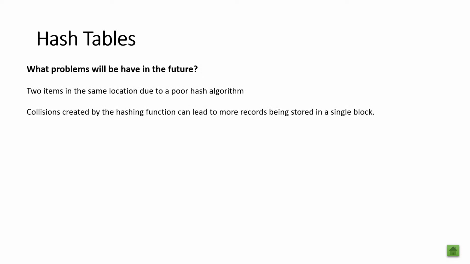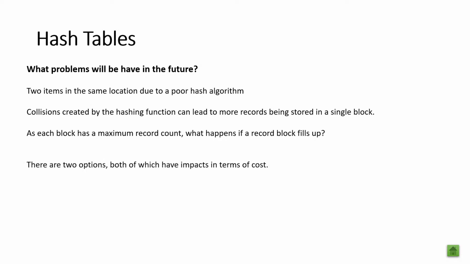So what problems can we have in the future? Well, two items in the same location, because your hashing algorithm's garbage, will create a collision. Collisions created by hashing functions can lead to more records being stored in the single block, which means in the block you have to linear search the block.